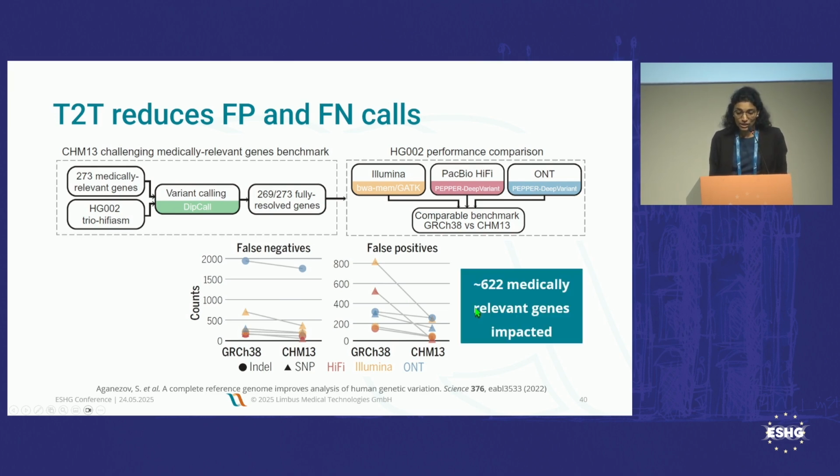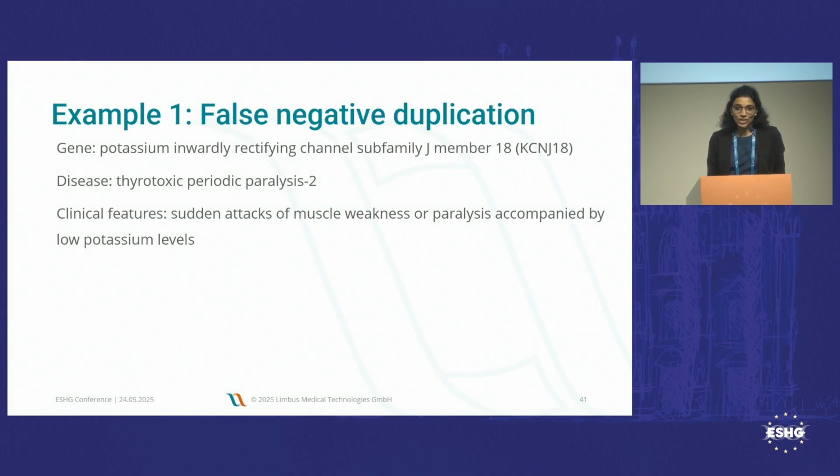So in total, there were approximately 622 medically relevant genes that were impacted by T2T. So I think it's better that we see at least a couple of examples to know what it means to us in the clinical sense. So here we have the first example where we're considering a false negative duplication.